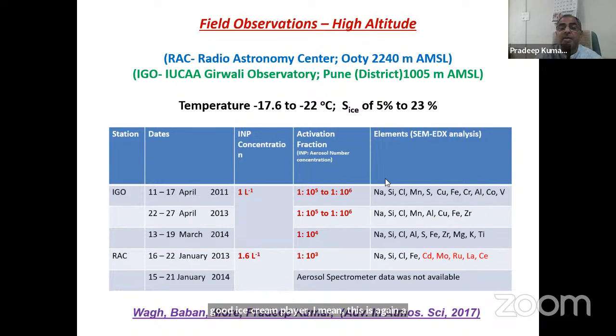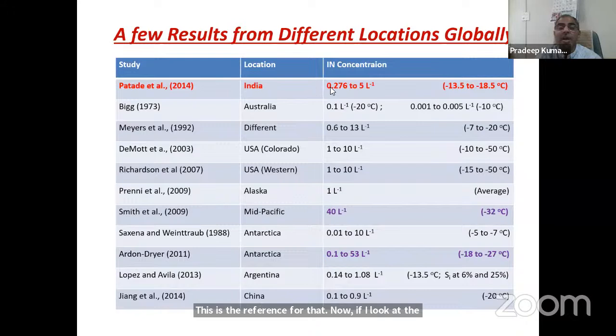Now, if I look at the results globally, here I have given our results from the CAIPEEX campaign: a maximum of 5 per liter, starting from 0.2. This is again from Australia, 0.1 per liter, at minus 20. At minus 10, it was still about two orders of magnitude less. This is again Meyers. Meyers is done at different locations.